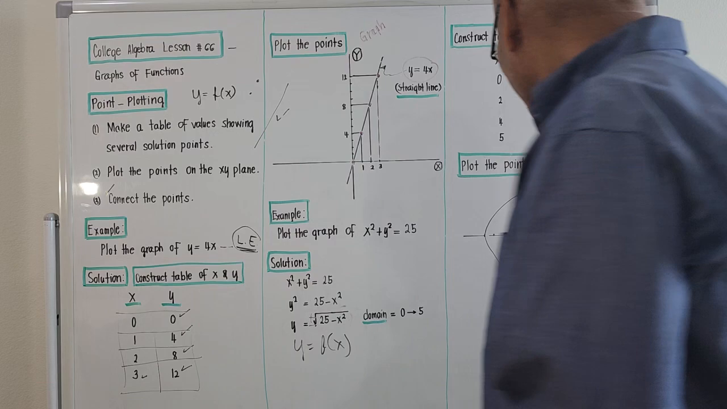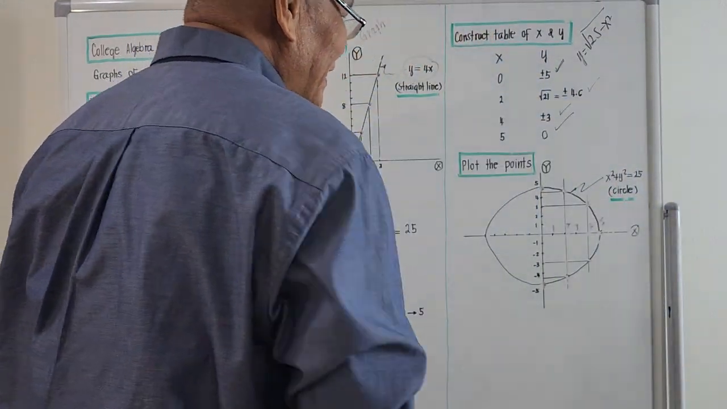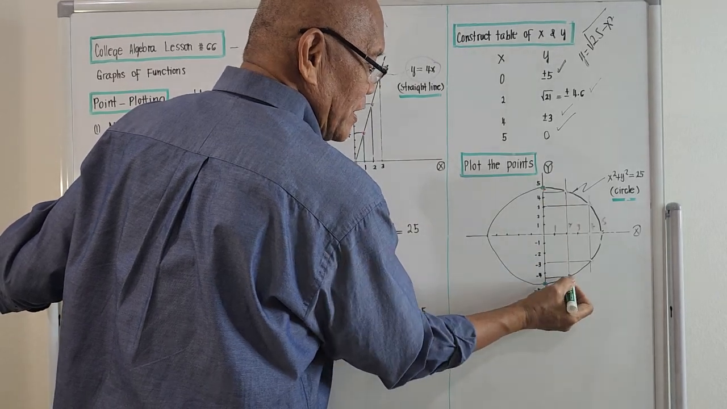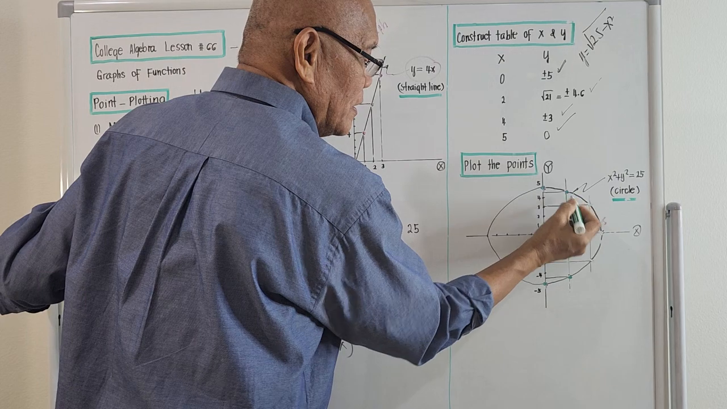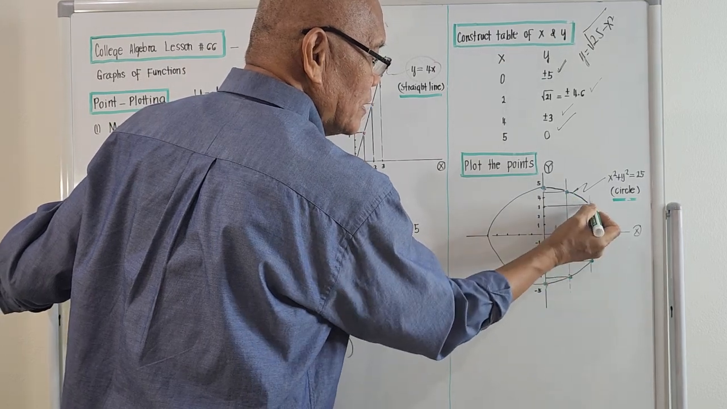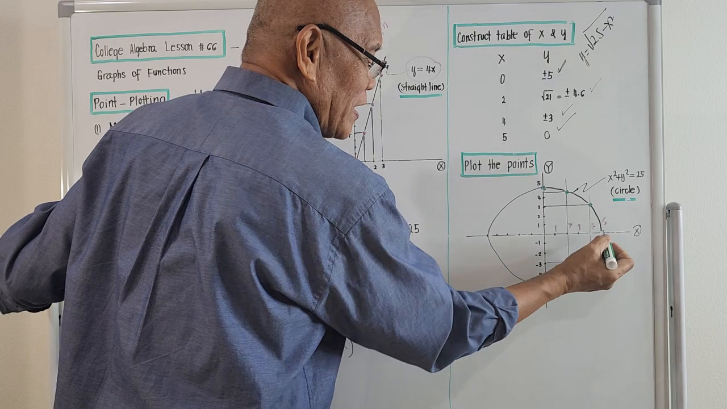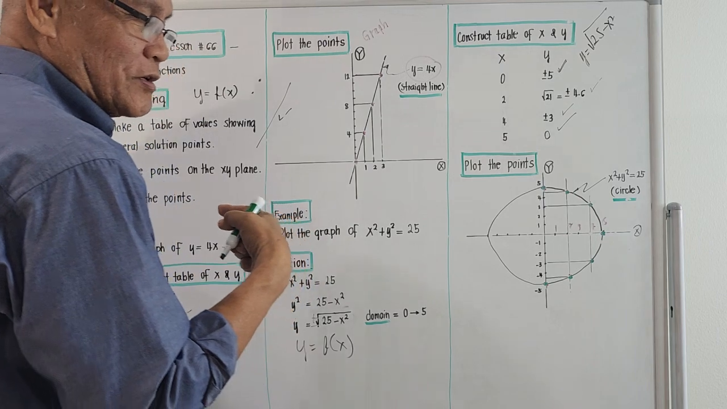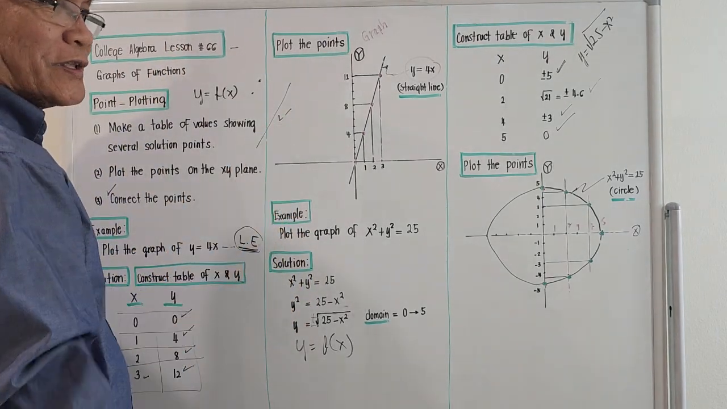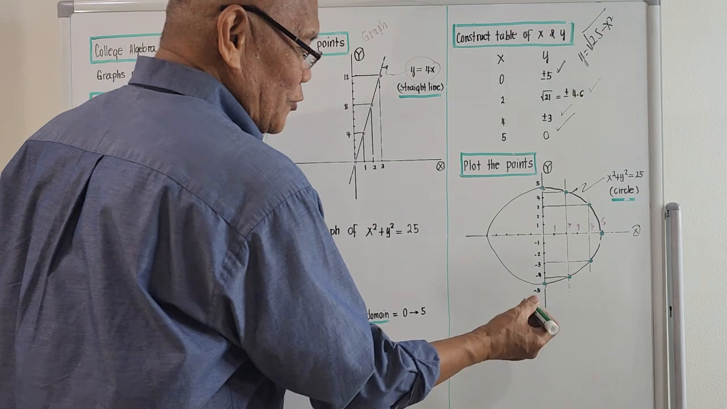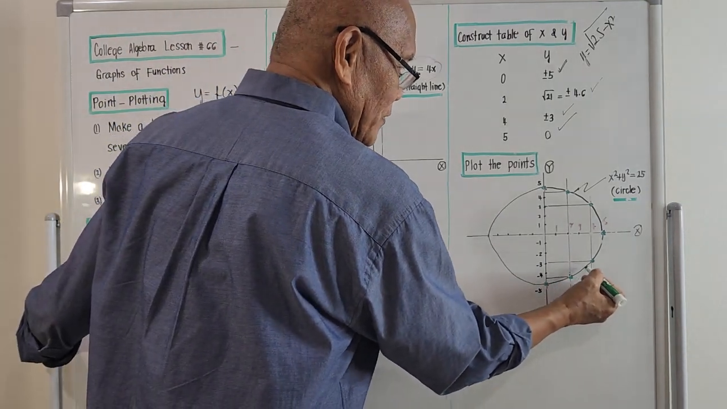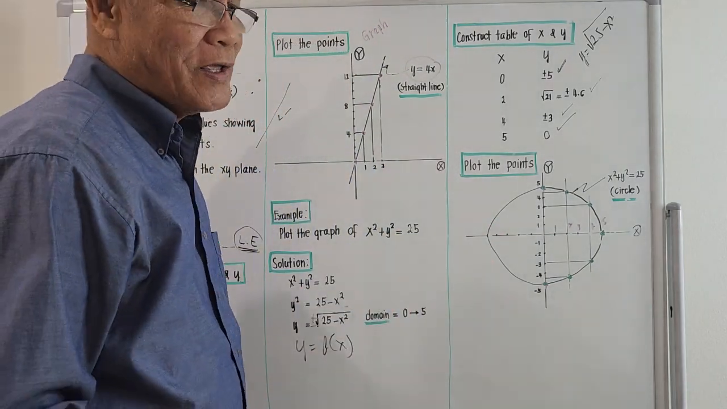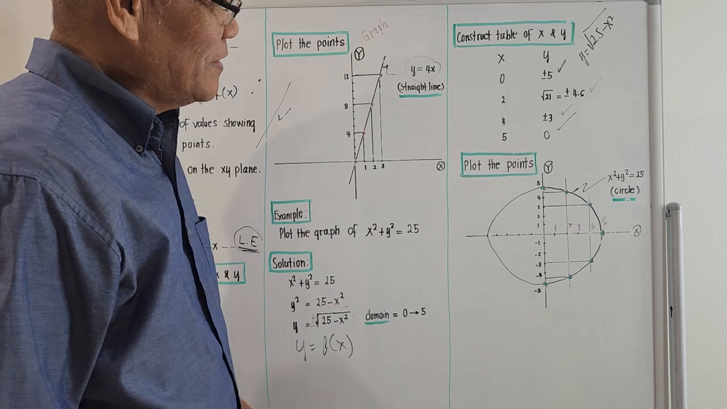Right? First 2 points. Next 2 points. Next 2 points. When x is 5, this will be the point. And according to the third step of point plotting, try to connect the dots, right? So if we connect it, this will be the graph. And if you inspect it, it is actually a half circle, right?